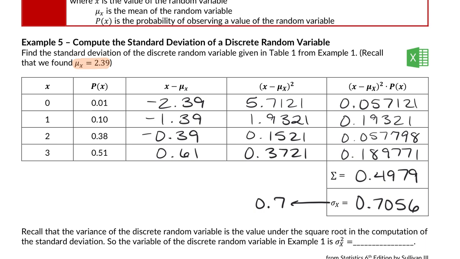So we have the mean, 2.4. We have the standard deviation, 0.7. And based on the graph, we knew that the shape of the graph is skewed left. Those are the ways you're describing this random variable.